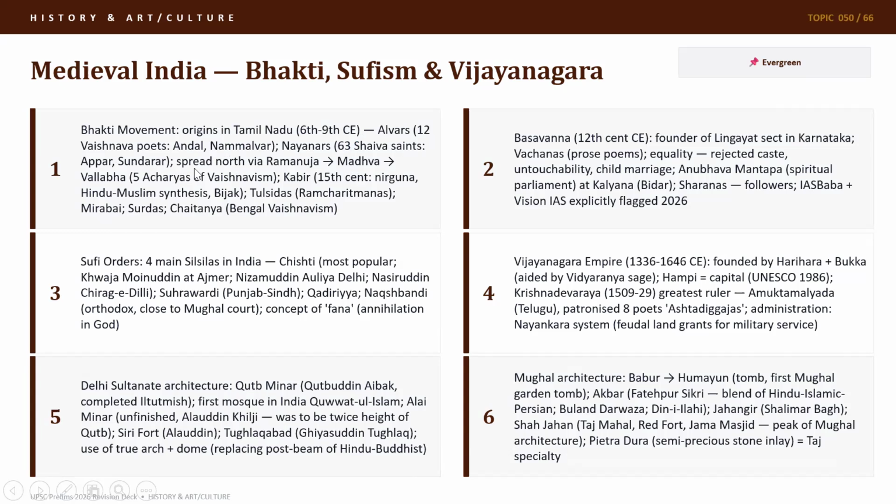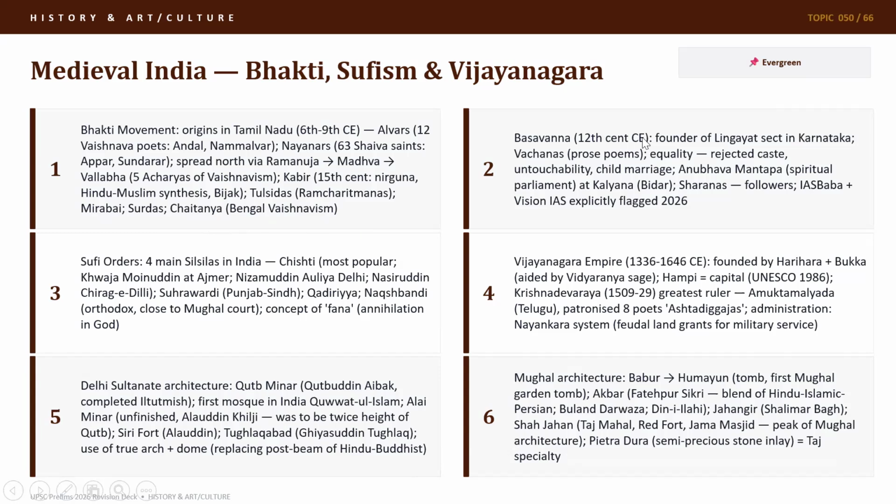The northward spread of Bhakti movement happened through Ramanuja, Madhava, and Vallabha, the acharyas of Vaishnavism. Kabir is a very famous saint of the Bhakti movement. In the 15th century, he made famous the Nirguna form of Bhakti. And Hindu-Muslim synthesis happened during this period. Bijak was another famous saint. Tulsidas wrote Ramcharitmanas. Mirabai was famous for her Krishna Bhakti. Surdas, again Krishna Bhakti. And Chaitanya, Bengal Vaishnavism, was headed by Guru Chaitanya.